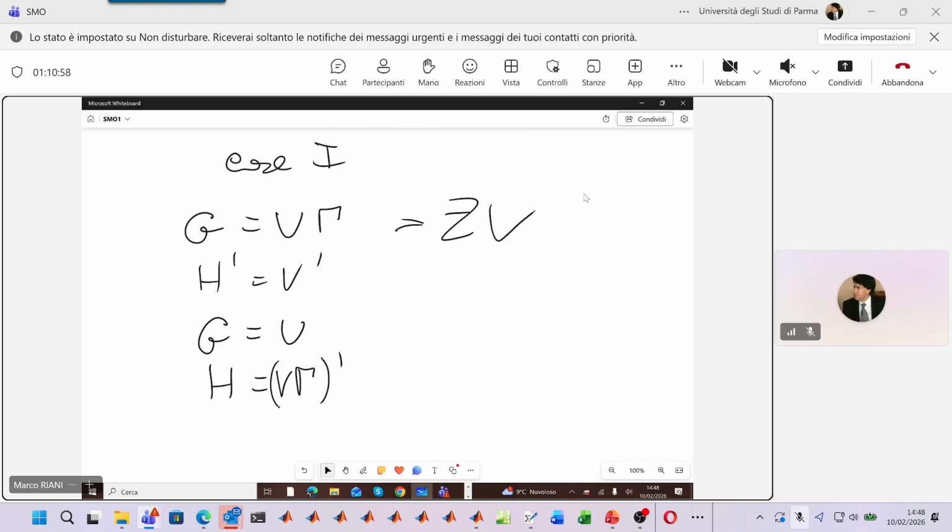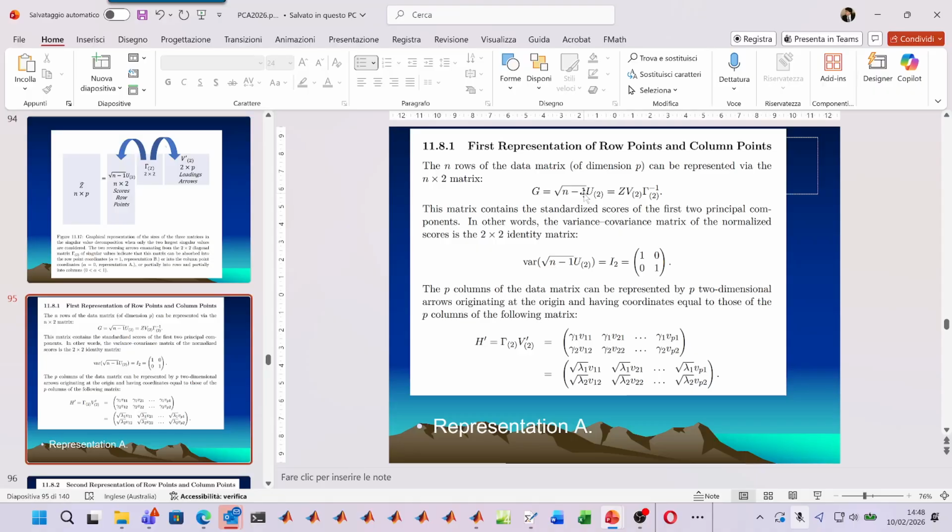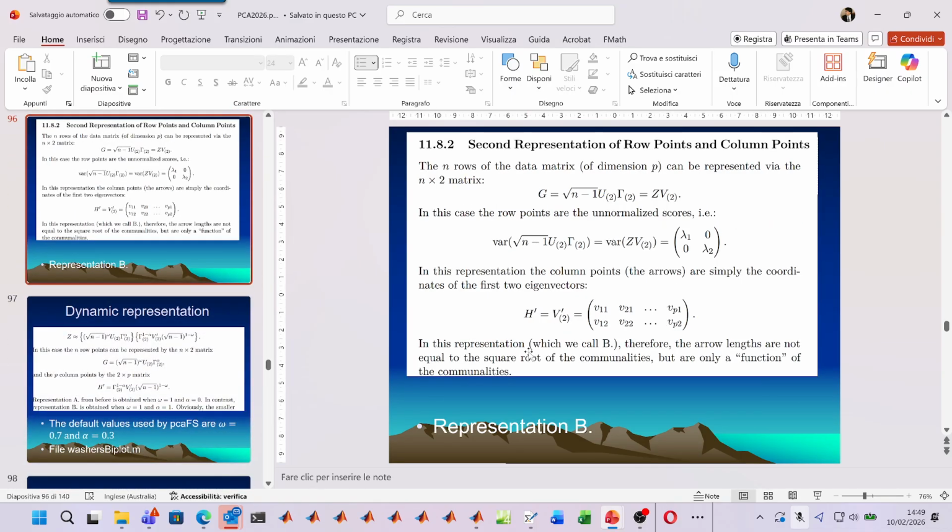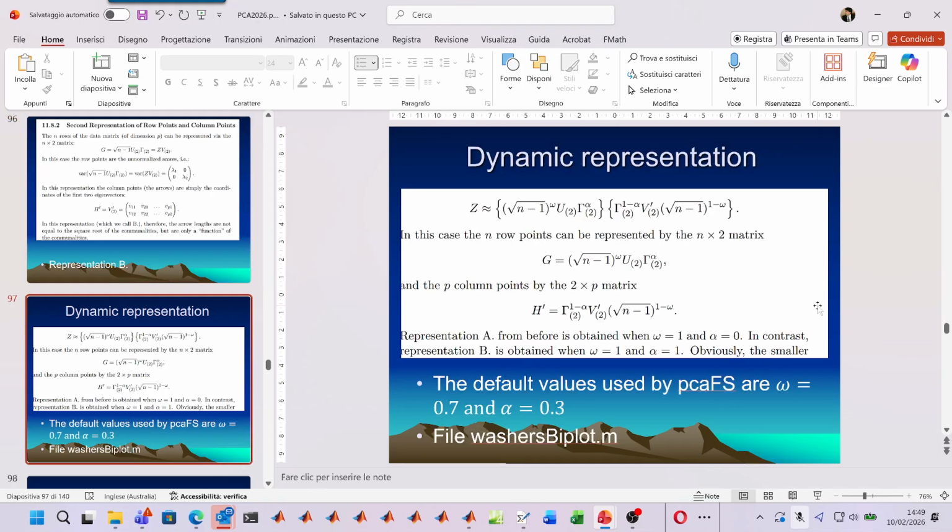With this representation, when G is equal to U and H is equal to V times gamma, you have a representation in which the row points are represented by standardized principal components, and the column points are represented by the loadings. This is representation A. On the other hand, in the second representation you represent G as Z times V, unstandardized principal components, and H are the eigenvectors.